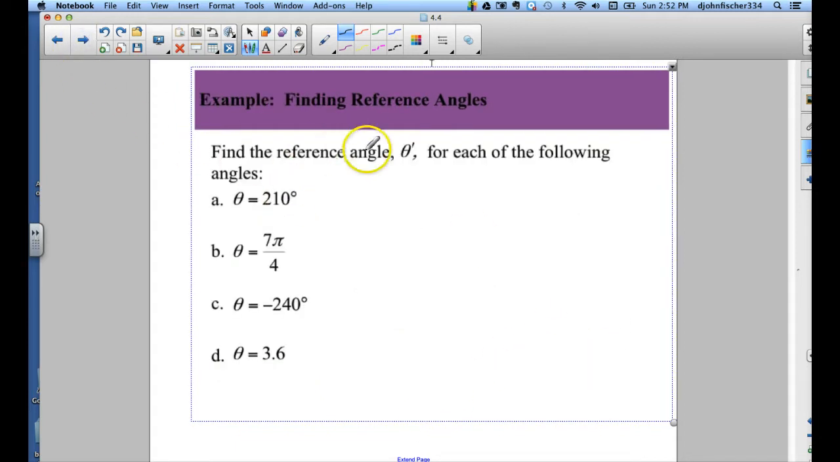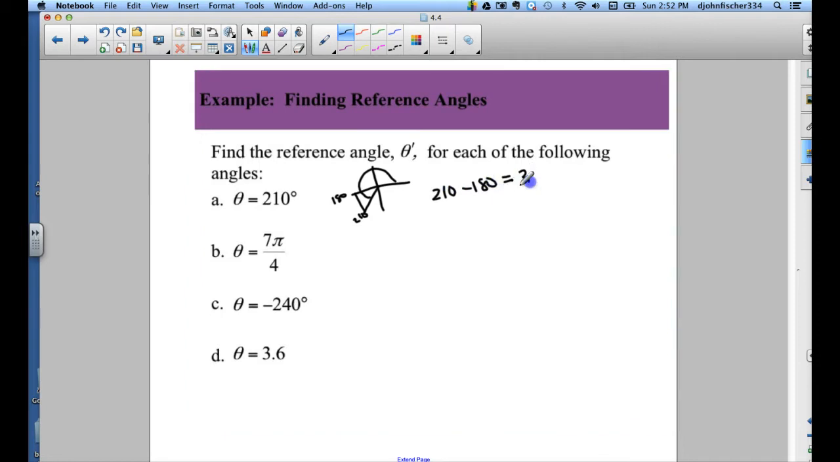So, find the reference angle for each of the following. 210. Okay, so if I drew 210 degrees out, 210 degrees is right here. So what I would do is say this is 180. 210's right here. My reference angle would be 210 minus 180, which is 30 degrees. My reference angle is 30 degrees.